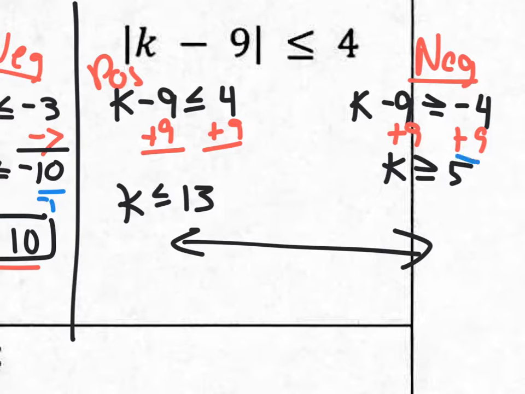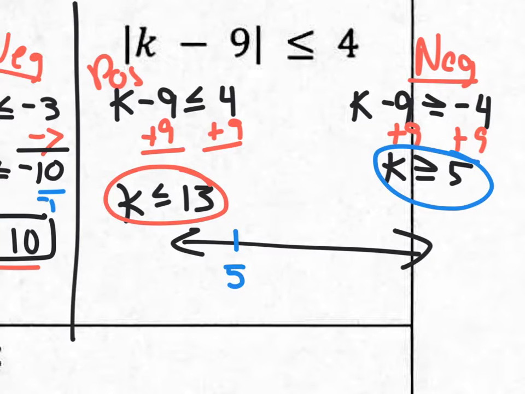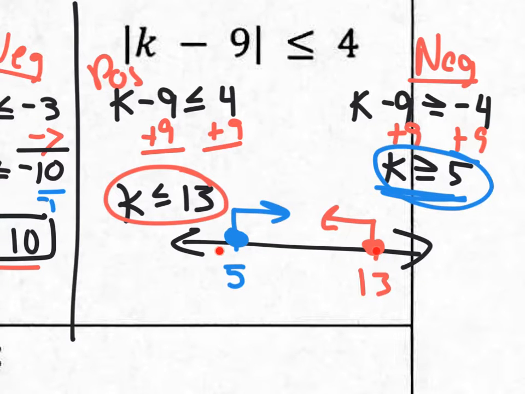So let me start with the k is greater than 5. 5 is right here. And let me go to k is less than or equal to 13. Let's put 13 over here. Obviously, 5, 6, 7, 8, 9, 10, 11, 12, 13 on a number line. The 13, it says k is less than or equal to 13, so that's going to be a solid dot at 13 going to the left. And the other one says k is greater than or equal to 5, solid dot at 5, going to the right. As you can see, it's an area that's together, so you're going to have to write this together as a compound inequality.